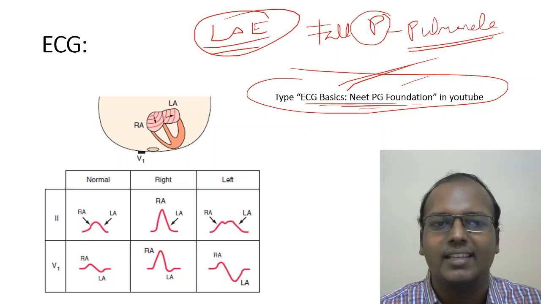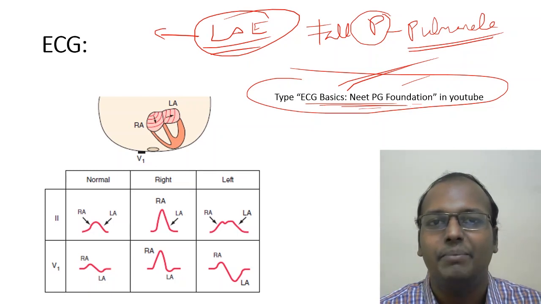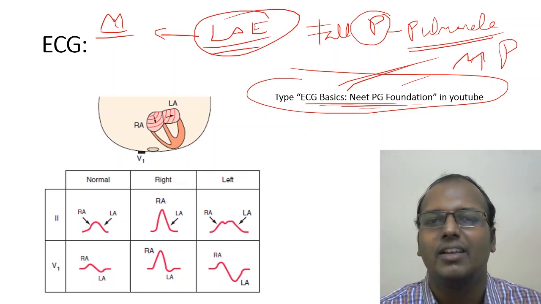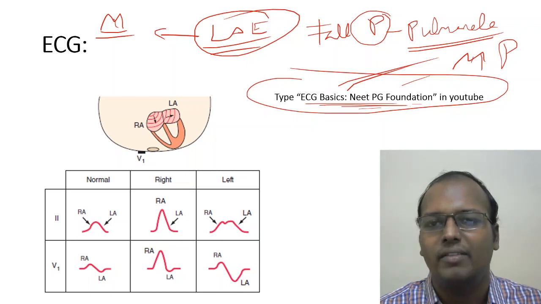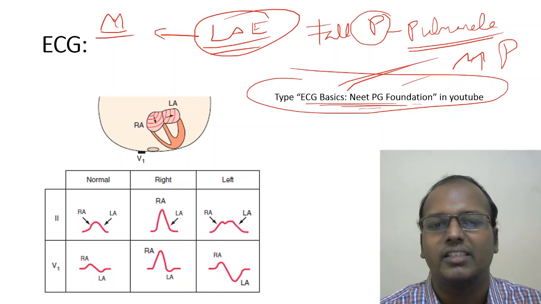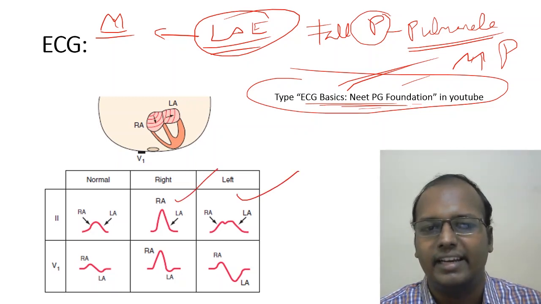Whereas the broad P wave will happen in mitral stenosis because of the left atrial enlargement. That is called P mitral. M is broad. Compare M and P: which is tall, which is broad? M is broad, whereas P is tall. So broad P waves suggest left atrial enlargement, whereas tall P waves suggest right atrial enlargement.